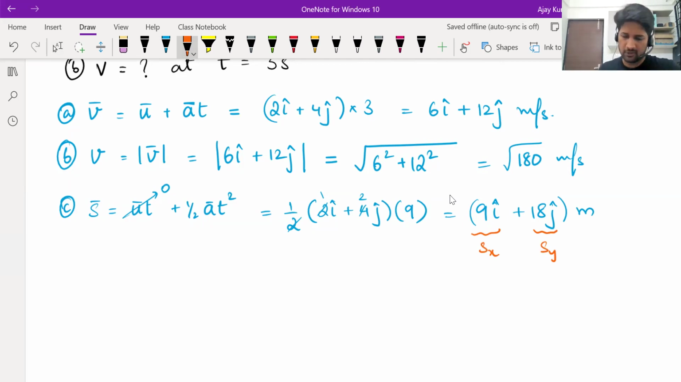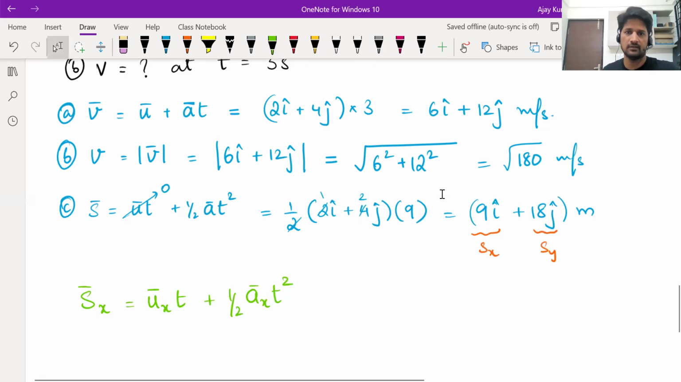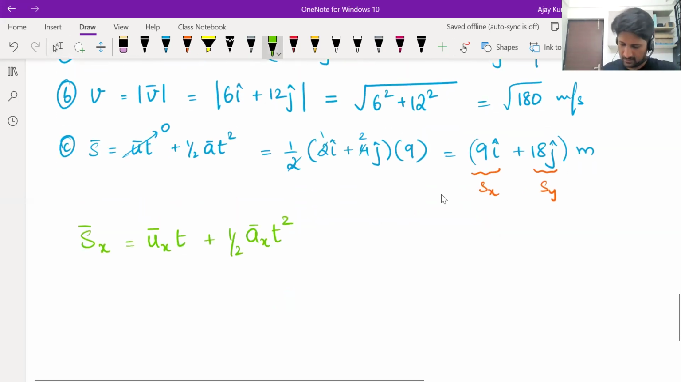That's fine. But you could have done something like this also. Suppose you want displacement only in the x direction. You can write it as initial velocity in the x direction into time plus half acceleration in the x direction into t square. Just take only the x components of all the vectors. You will get the x component of the required vector. It works that way also. Let us check. Initial velocity completely was 0. So this part is 0 plus half.